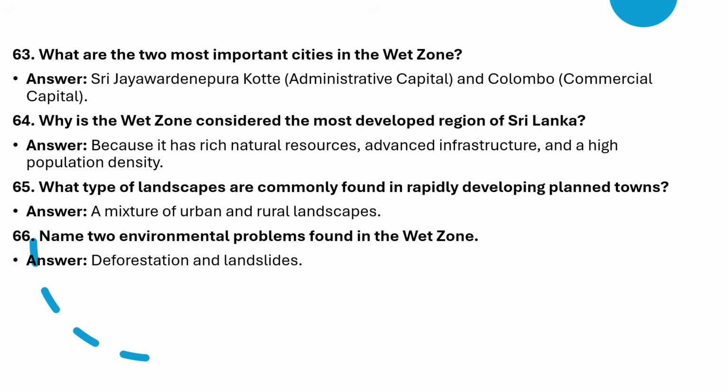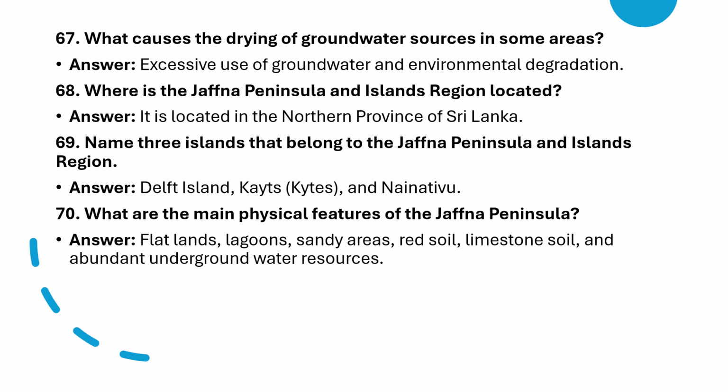What type of landscapes are commonly found in the rapidly developing planned towns? Answer: a mixture of urban and rural landscapes. Name two environmental problems found in the wet zone. Answer: deforestation and landslides. What causes the drying of groundwater sources in some areas? Answer: excessive use of groundwater and environmental degradation.